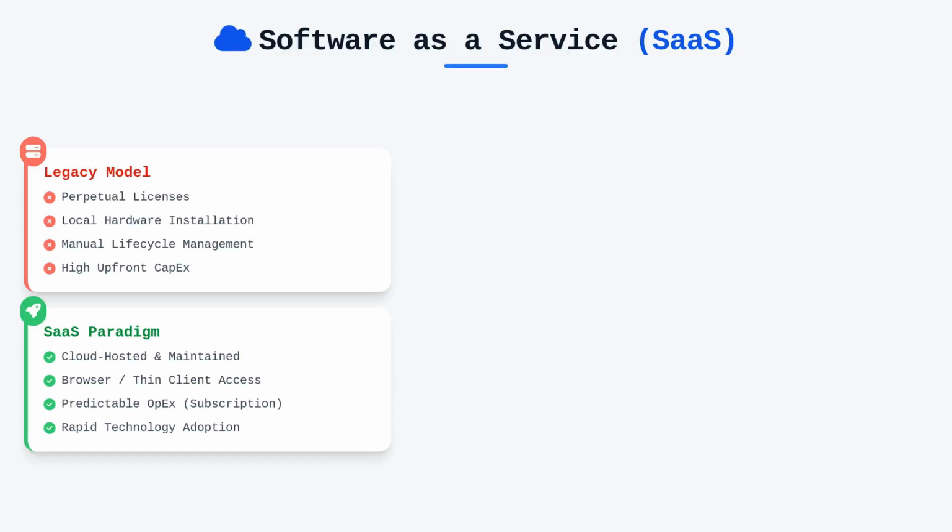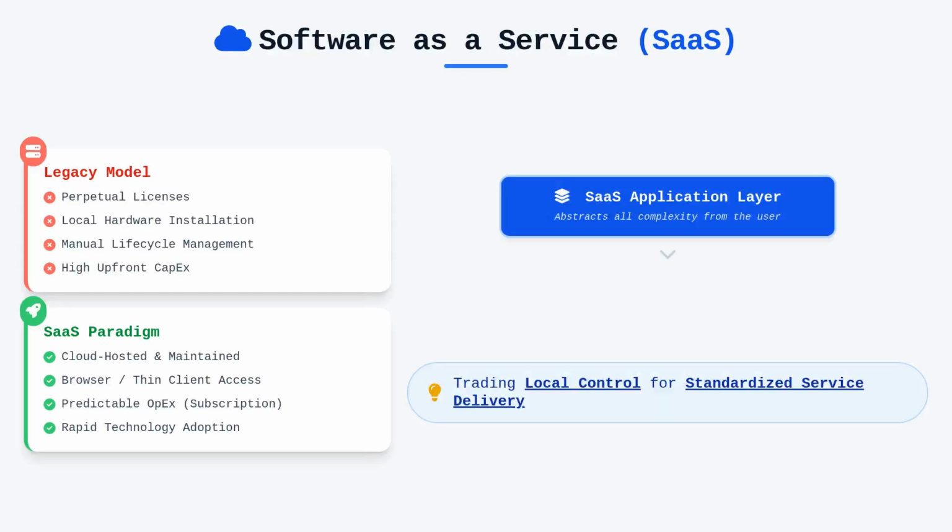This shift moves the burden of infrastructure, security, and maintenance from the customer to the provider, fundamentally changing the economics of software consumption. By moving to a subscription-based model, businesses shift their expenditure from significant upfront capital investments to predictable operating expenses. This agility allows organizations to adopt new technologies without the traditional long lead times associated with procurement and installation. We are essentially trading local control for standardized service delivery. This model acts as the highest layer in the cloud computing stack, abstracting away virtually all complexity regarding the underlying compute, storage, and networking layers.